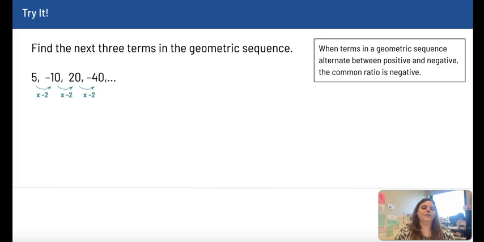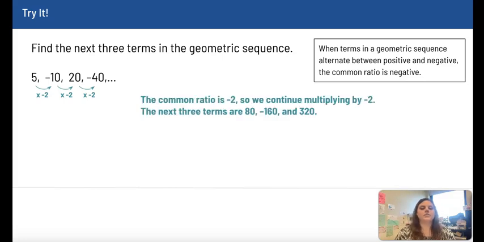In this problem, we are multiplying by a factor of -2. Our common ratio is -2. That means that the next 3 terms are going to be, we're going to continue by multiplying by -2. So -40 times -2 is +80.